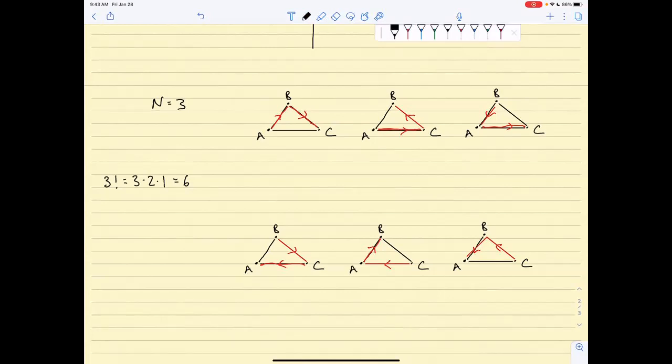If we do that, we get ABC, ACB, CAB, BA or BCA, CAB. Uh-oh, I screwed this up. Thank you for correcting me. You guys were all thinking it. BAC. This is CAB. And this is a CBA.